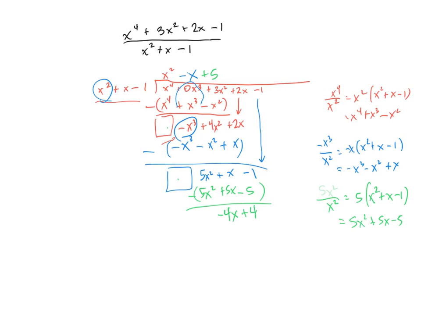So when I write my answer, it's my quotient, x squared minus x plus 5, plus my remainder, negative 4x plus 4, all over my divisor, x squared plus x plus 1.